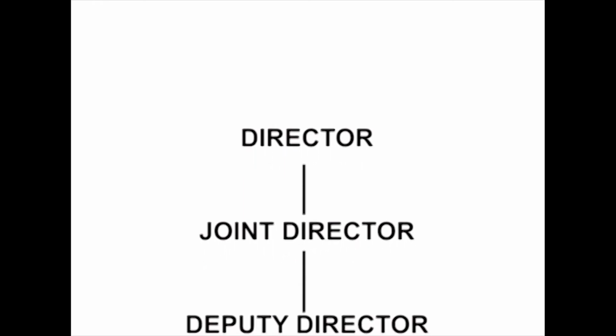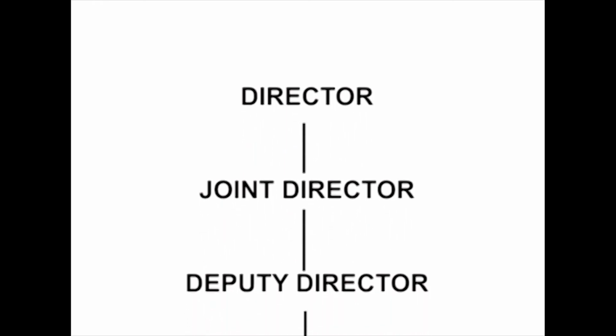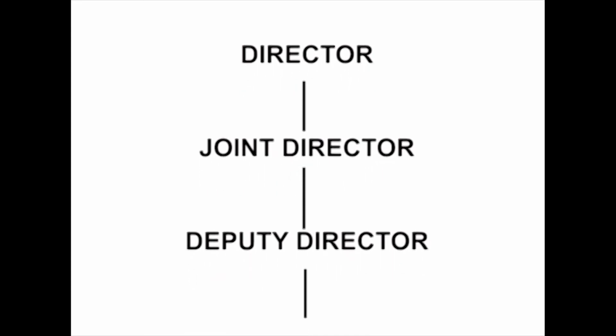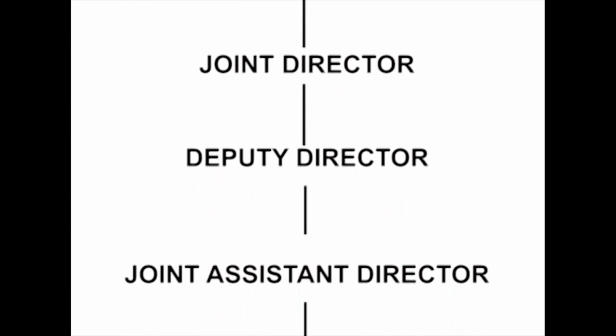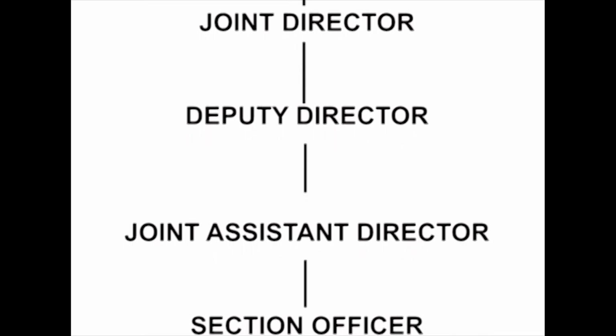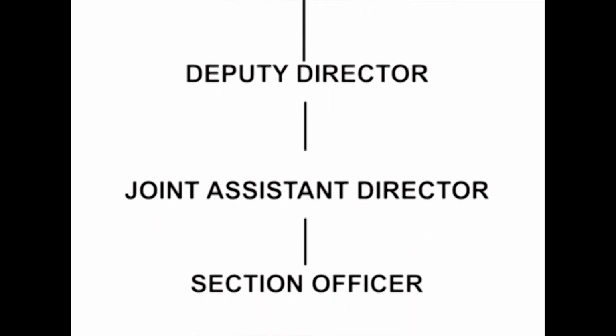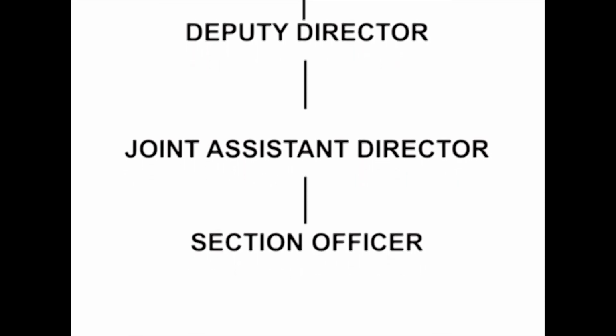Director, Joint Director, Deputy Director, Joint Assistant Director, Section Officer. NCRB is directed by the Director. Joint Directors work under Director and give directions to Deputy Directors. Section Officers of different sections work under the direction of Joint Assistant Directors, which works under the direction of Deputy Director. Junior and senior assistants as well as data processing assistants and data entry operators work under section officers. With this, we come to the end of Module 4 and now we move on to Module 5.